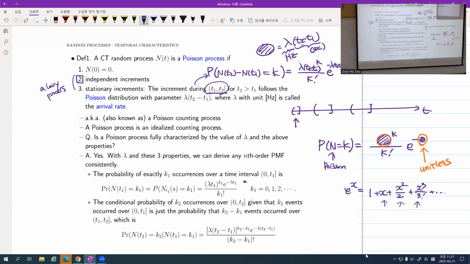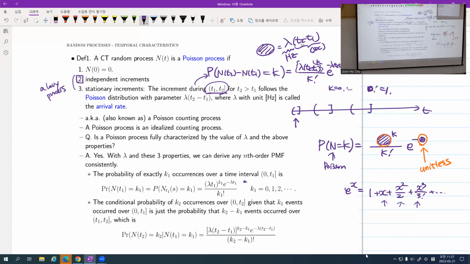Be careful. Yeah. And k can be 0, 1, 2, 3. And for this, we have to define 0 factorial equals 1, and something like that.